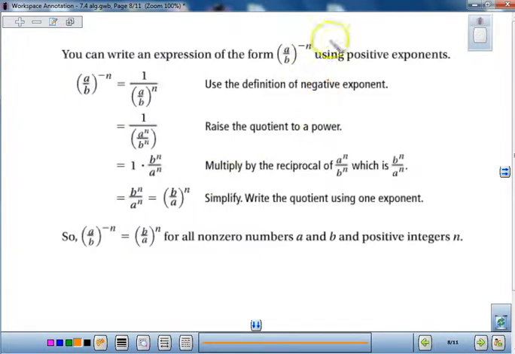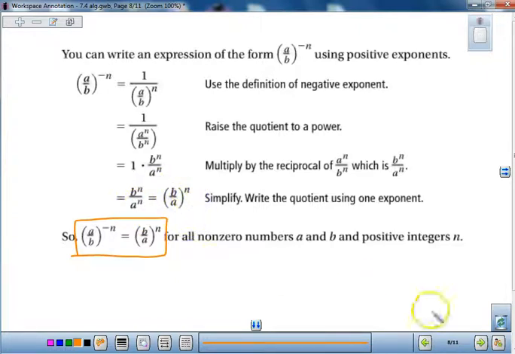Now, what about negative exponents? Remember we talked earlier that a negative exponent just really means reciprocal. And here's how you can think of this problem. It's really 1 over a over b to the n, but if we take 1 and divide it by a to the n over b to the n, that means multiplying by its reciprocal, and that is how we end up with this rule, b to the n over a to the n is the same as b over a to the nth power.